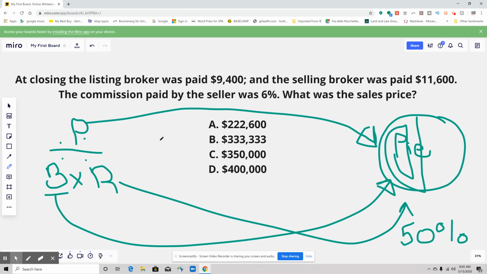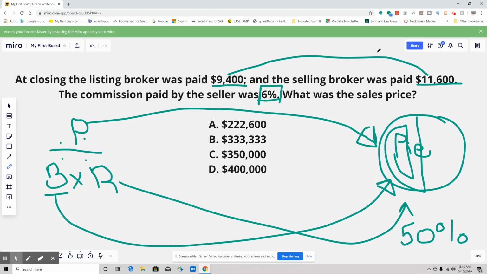So now let's plug and play. Let's look at the question. We have a couple bits of information. At closing, the listing broker was paid $9,400 and the selling broker was paid $11,600, and the commission paid by the seller was 6%. These two numbers represent what in this equation? Do they represent the rate at which we're taking a piece? No, because we know that the 6% is the rate at which we're taking a piece.